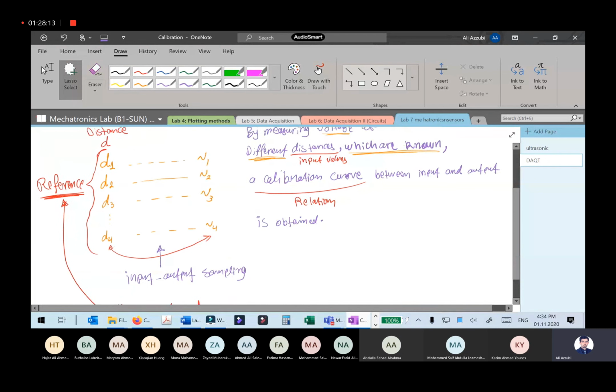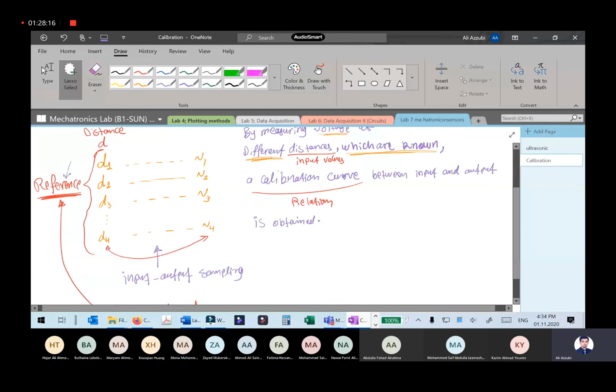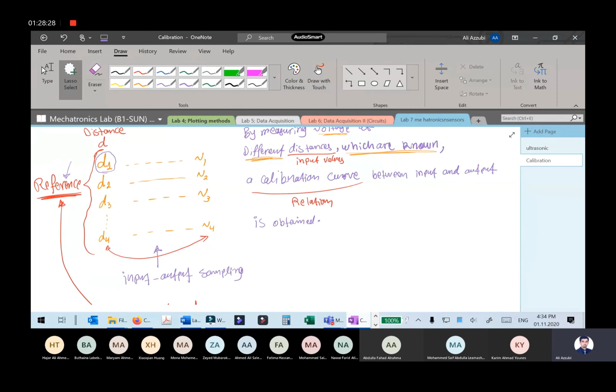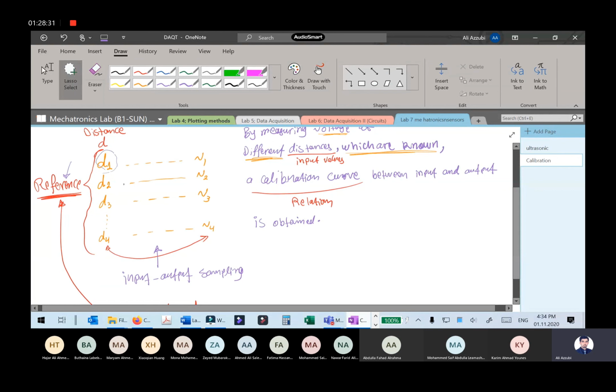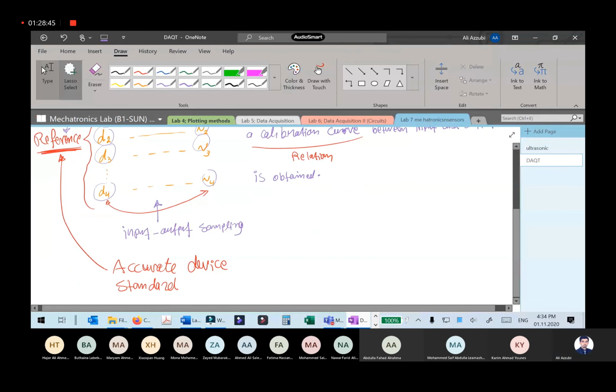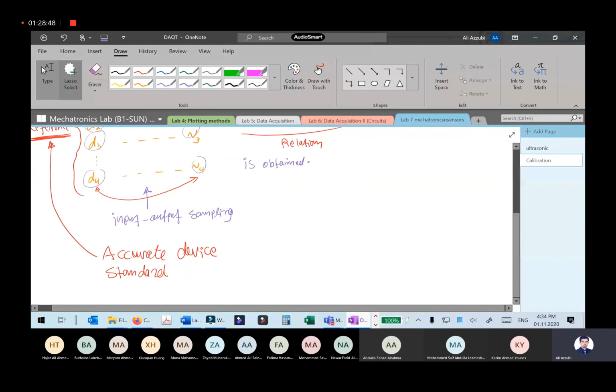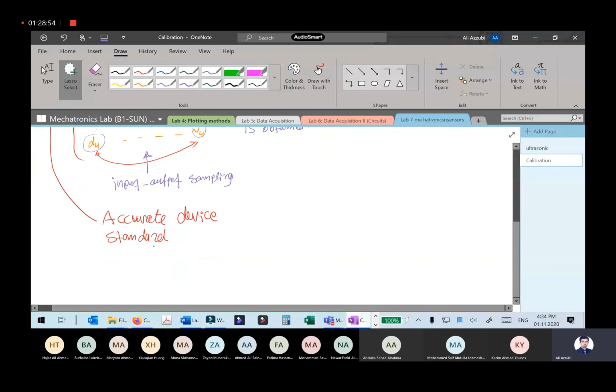Now again, I'll need here a reference. This reference: I know the value of D1 because I apply it manually. Either I use a ruler or another more accurate device to measure these D1, D2, D3. I'll simply place an object in front of the sensor, and for each D I'm going to obtain a different voltage level, and eventually I will get a relation between them. Now I'll speak about the calibration curve and the standard.